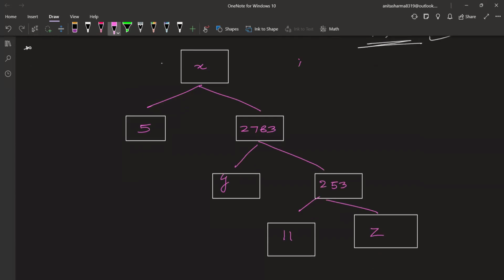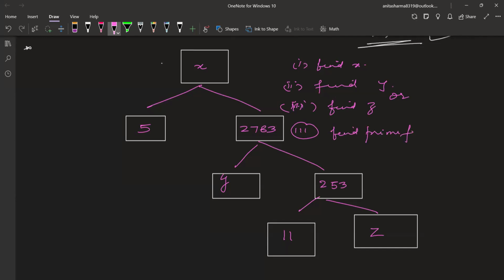So they will ask you, first part is find x, second is find y, third one is find z. These are in options. Then the third part is, find the prime factors of 13915. So any idea, children, how we will find this?